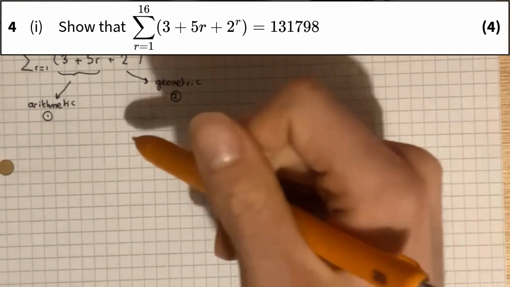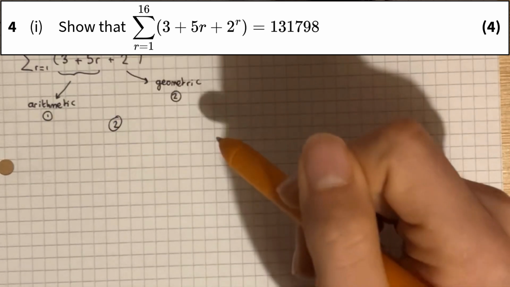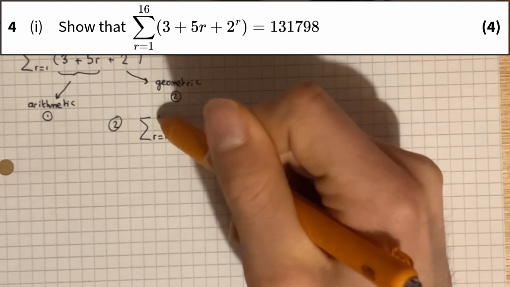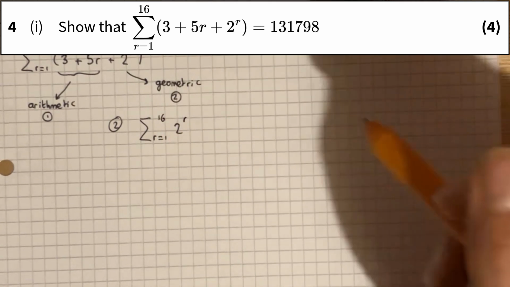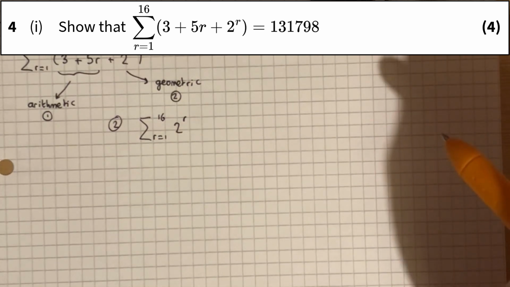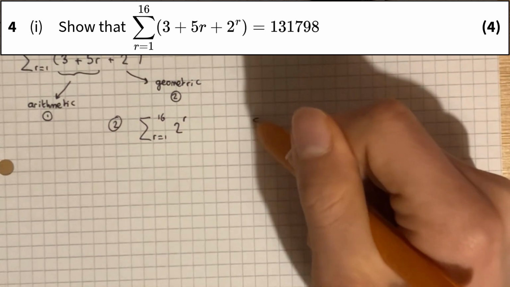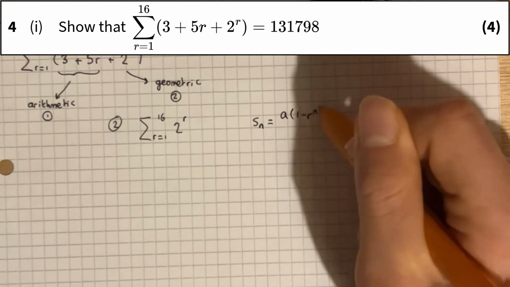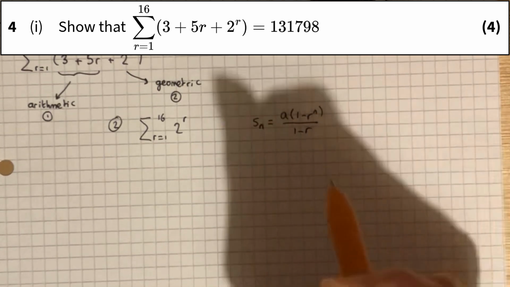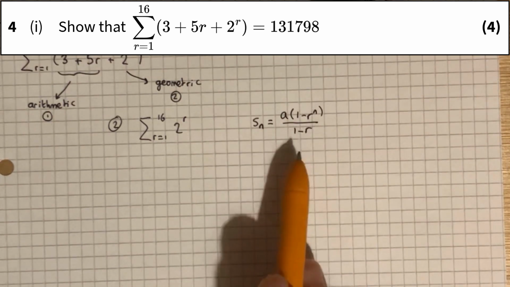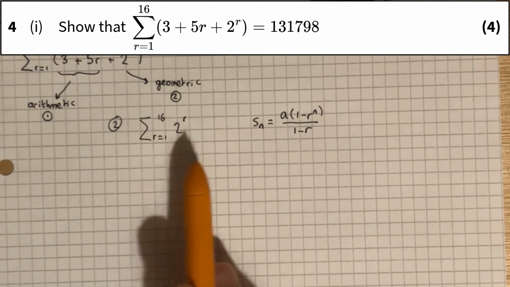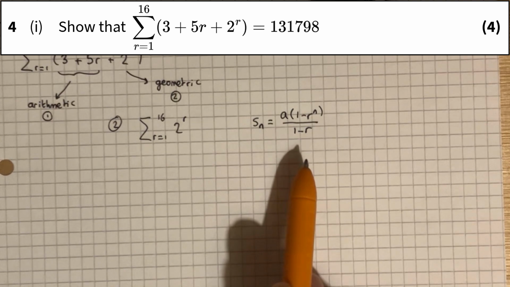Now it's time for part 2, which is the geometric series. We're adding the first 16 terms of the sequence 2 to the power of r. We're going to use the formula Sn, but this is a different Sn from before. And again, this formula is given in the formula book, so don't feel like you have to memorize it. Now please be careful, these r's are different. The r on the left is a placeholder for the summation. The r on the right is the common ratio.